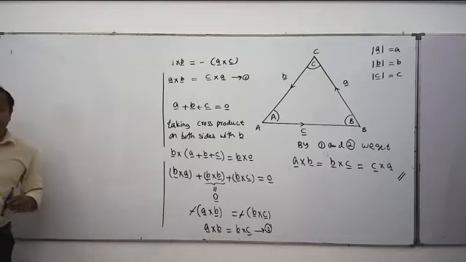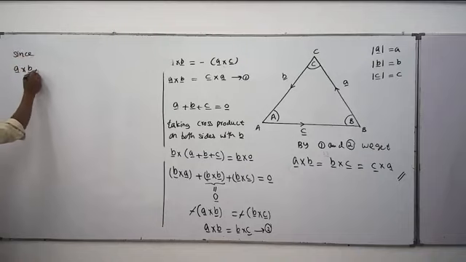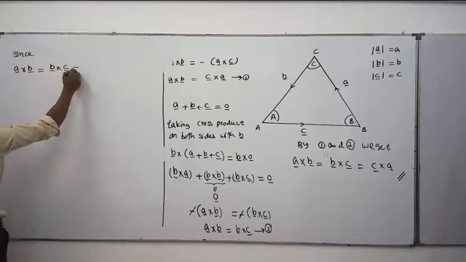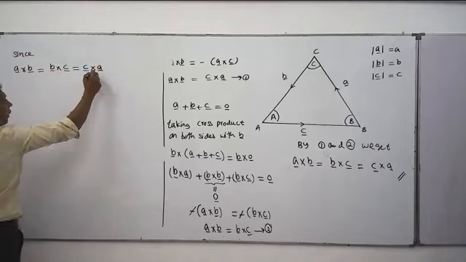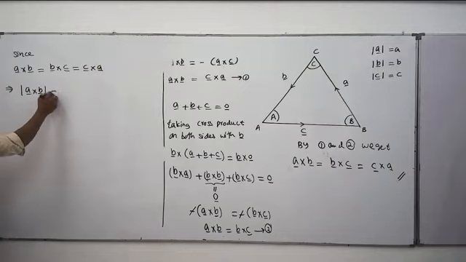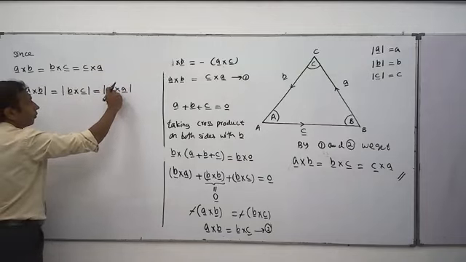Right. You can now write, people, since A cross B is equal to B cross C is equal to C cross A. Since these three vectors are equal, their modulus values are also equal. This implies what? Size of this vector is equal to size of this vector is equal to size of this vector. Right?